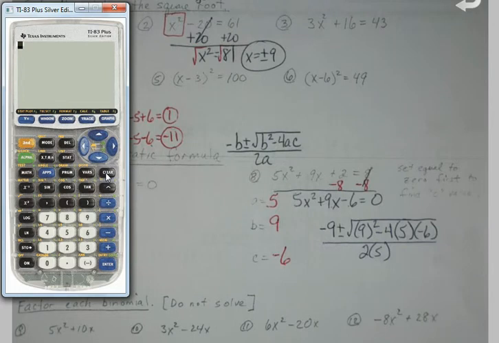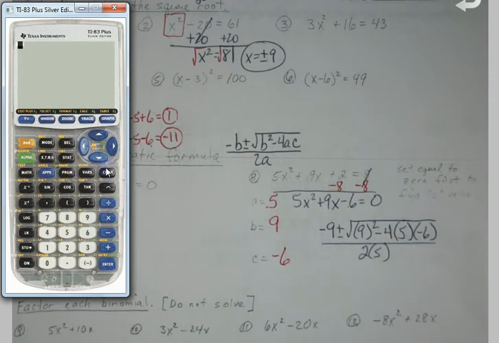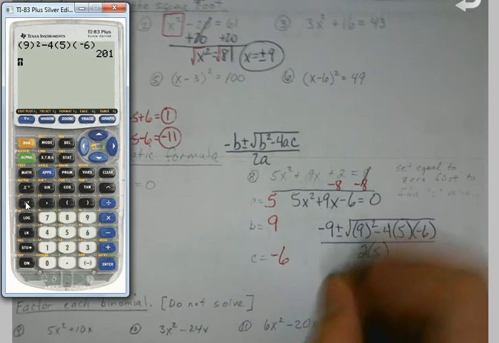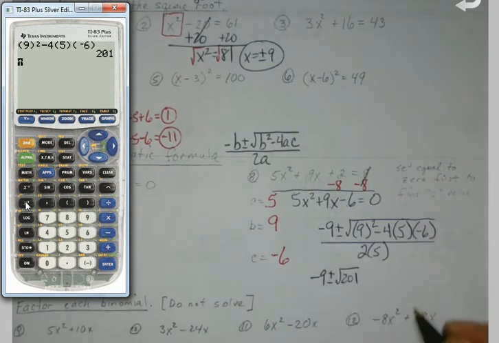So here's my suggestion again. I'd deal with just what's underneath here. So here's how I would do it. I wouldn't even do the square root yet, just because I want to keep life simple. So I'm just going to multiply all that stuff together. Once I do, now I can get all of this stuff going. So I've got negative 9 plus or minus the square root of 201 over 10.